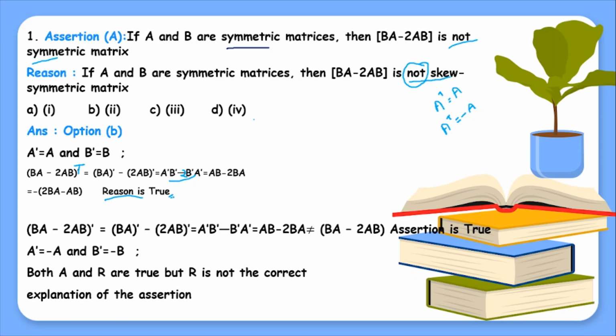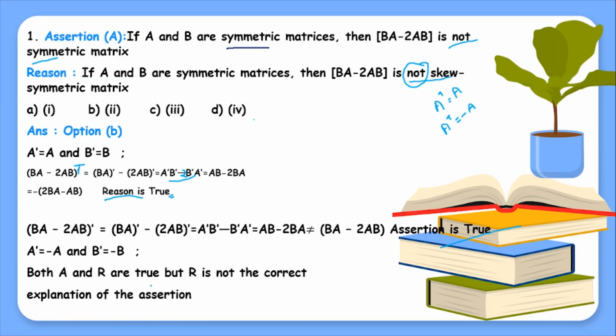The reason is true. Once the reason is true, we have to go and check the assertion. Assertion, also, you expand the same way. Wherever the whole dash is there, put individual dash. Wherever multiplication with whole dash is there, the reversal law should be used. So when you check that, the assertion is also true.